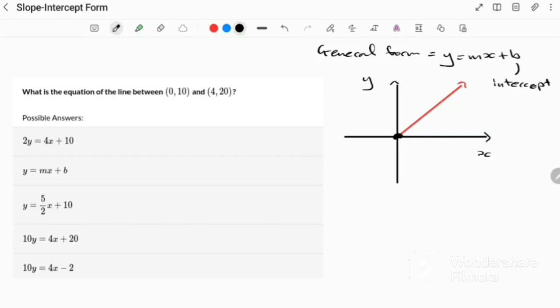So if I am to select a point over here, and say if this was 2, and this was 3, this point's coordinates would be 2, 3. This is x, and this is y.